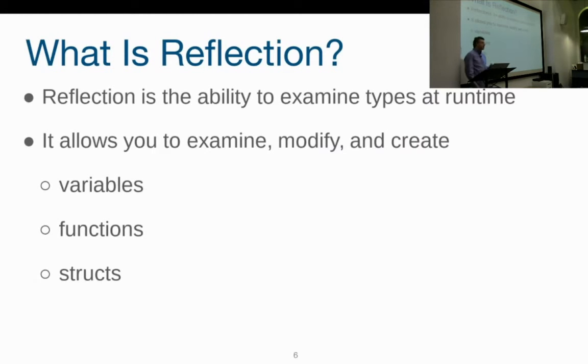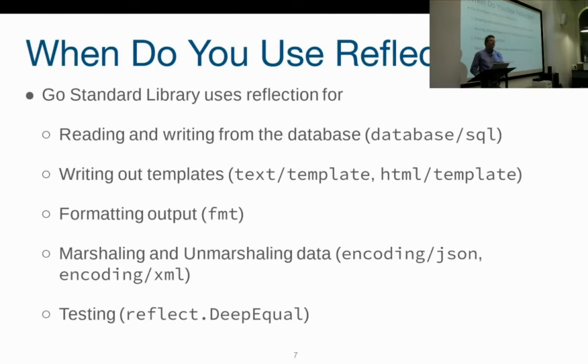But sometimes relying on compilation time information is a limitation. You might need to work with variables at runtime using information that didn't exist when the program was being written. And maybe you're trying to map data from a file or a network request into a variable, or you want to build a tool that works across different types. So for those situations, you need to use reflection. So reflection gives you the ability to examine types at runtime, and also allows you to examine and modify and create variables and functions and structs at runtime. So when do you need this kind of functionality?